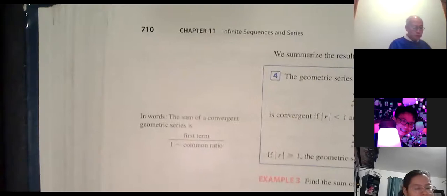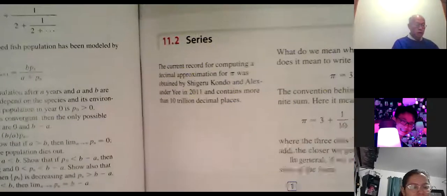All right, so let's pick up where we were. Last time we were starting out on series, and let me rehash what we had. So for series, page 707, we're adding up the terms.